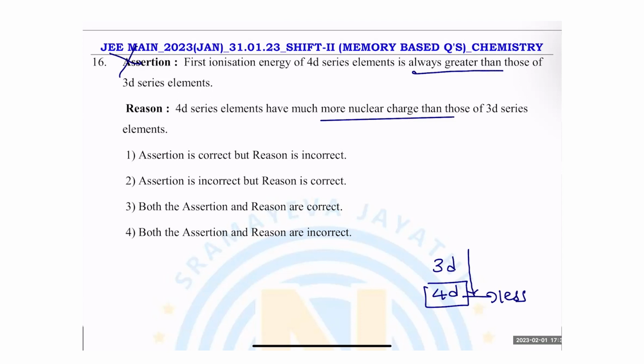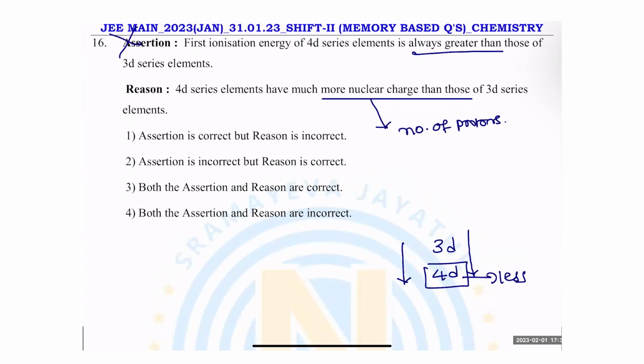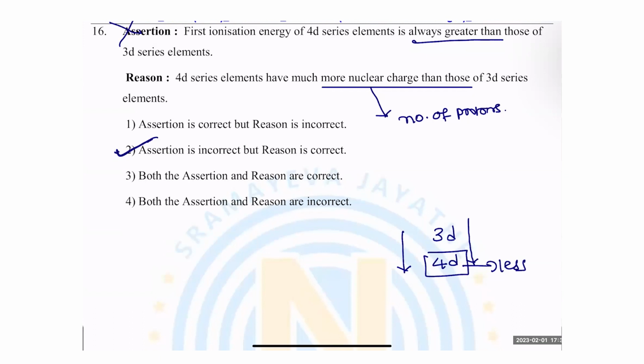4d series elements have much more nuclear charge. It's not effective charge. You should be very careful. The question is saying nuclear charge. Nuclear charge means number of protons. When you are moving from a 3d series element to a 4d series element, atomic number increases, which means obviously the number of protons will increase. 4d series elements have much more nuclear charge. Yes, the difference will be 18. So much more nuclear charge than those of 3d series. Therefore, the reason is correct. The assertion is incorrect, but the reason is correct. So that is the answer to this question, but it is not effective charge. The question is about nuclear charge, which depends only on the number of protons.